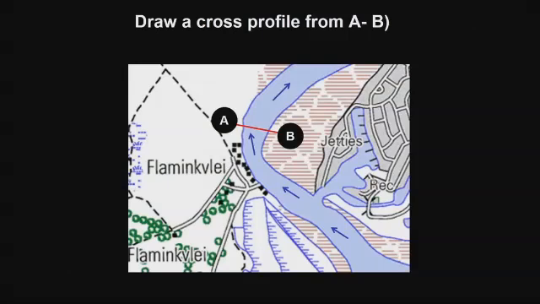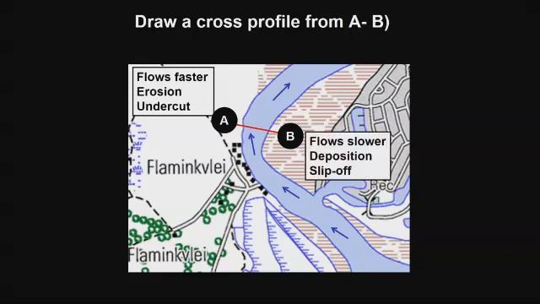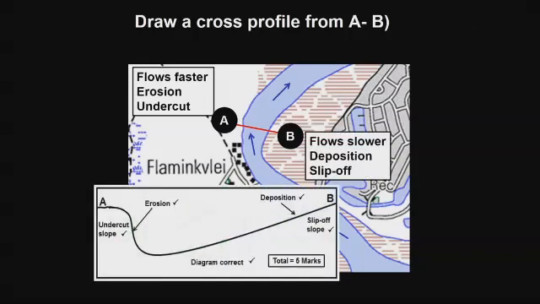Now, another popular question that they ask is to draw cross profiles from A to B. Now, we've done this in the first quarter, so I'll just go through this as quickly as possible. You must know where's your undercut slope, right? You must know where's your slip-off slope, and you must know that this is what it looks like from A to B. I know that is the direction in which the river flows, so I'll have erosion there, I'll have deposition. See the brown here, you can see the deposition on the side, river is flowing slow. So this means I've got my slip-off slope here, and I've got my undercut slope.